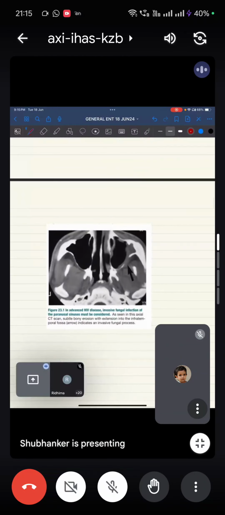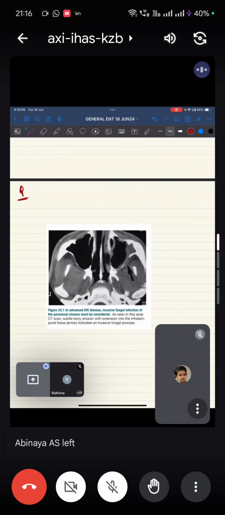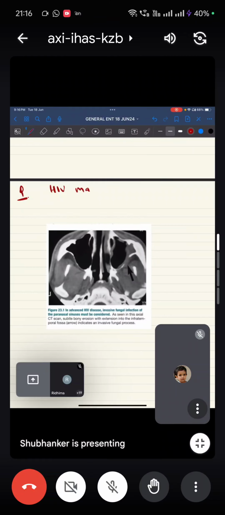Okay. Now coming to the third question. Here you will have two types of questions. First is your HIV, ENT manifestations of your HIV. Okay. Here we have some classical image-based questions. So we'll be discussing those image-based questions first, and then we'll be discussing what else can be asked.